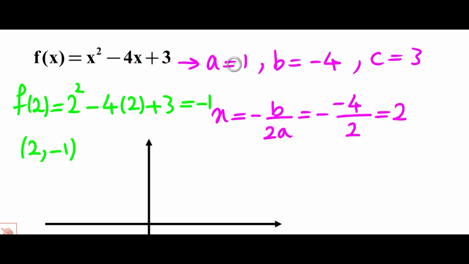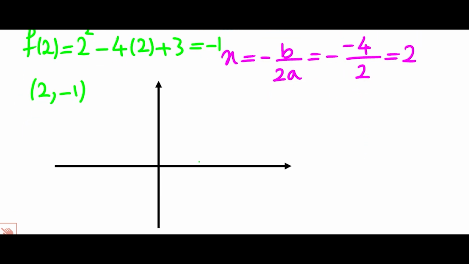Since a is 1, which is positive, the parabola opens upward. So the vertex (2, -1) is here, and this point is the minimum point of the graph. So this graph is like this, and the vertex is (2, -1).